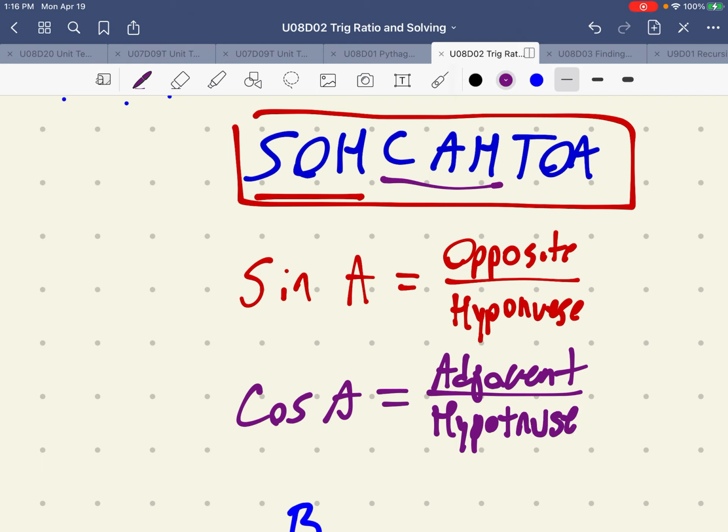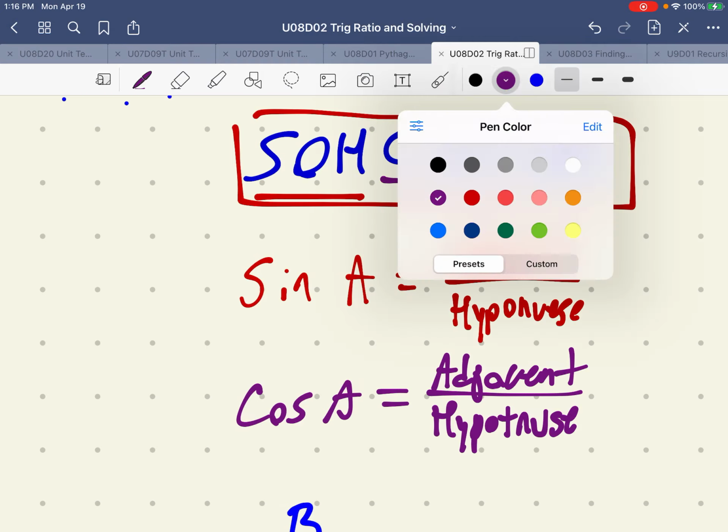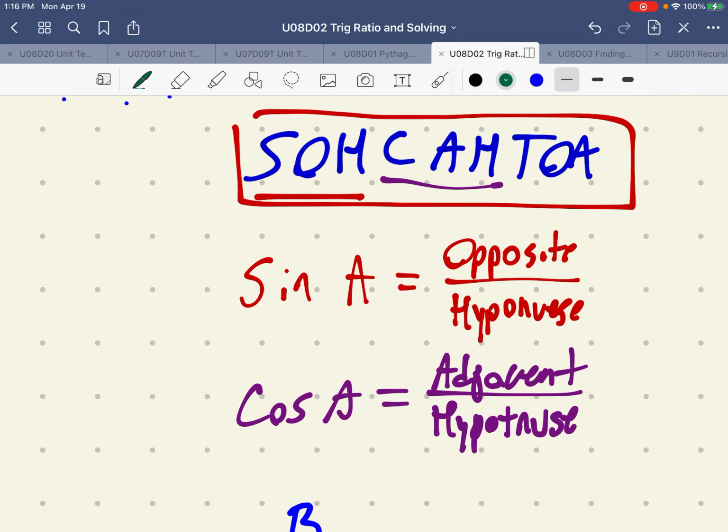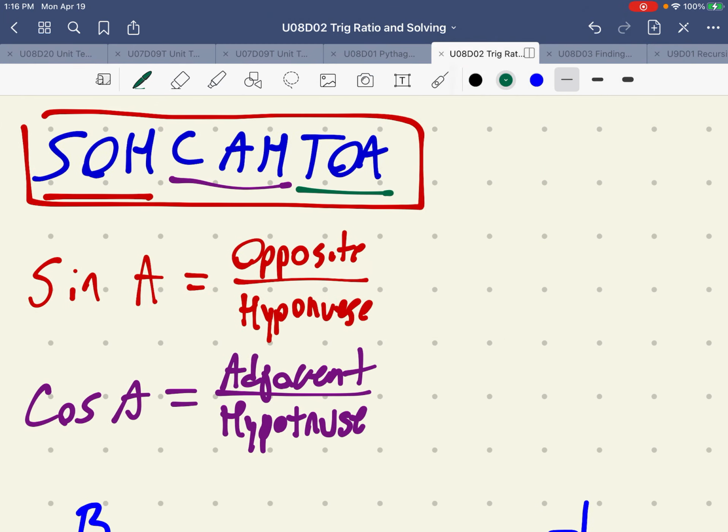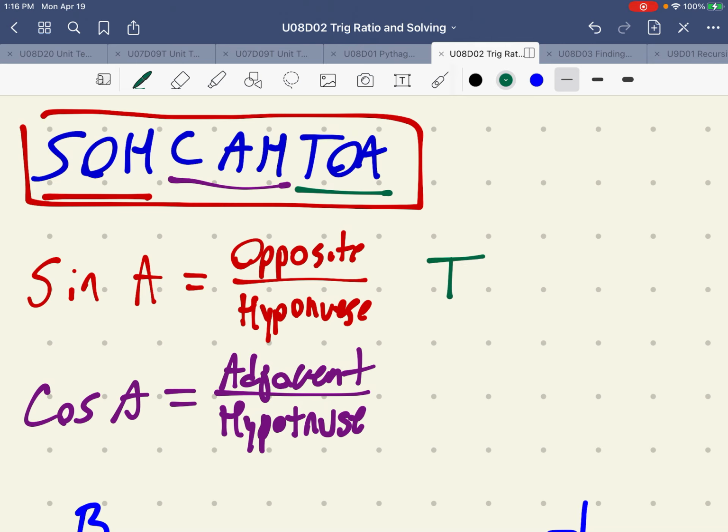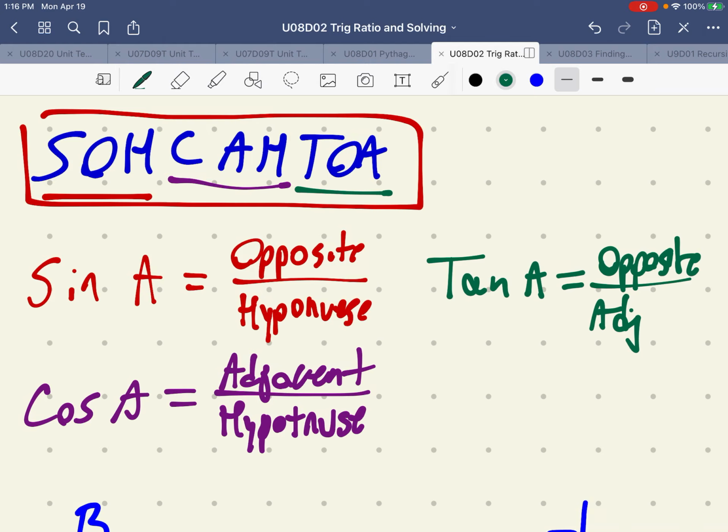Now, the hypotenuse will often appear to be the adjacent, but it cannot be both. It can only be the hypotenuse, and if it's not the hypotenuse, it's the adjacent. The last one is TOA, which stands for tangent, which is also a button on your calculator. So the tangent of a given angle is equal to the measure of the opposite side of that angle over the adjacent side to that angle.